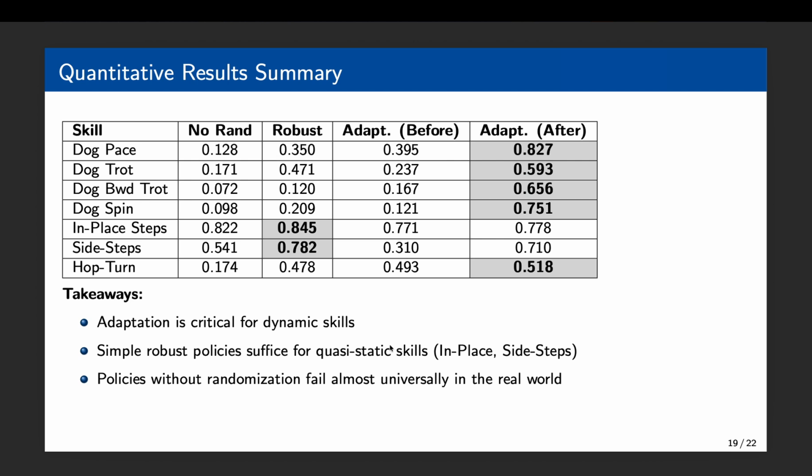Dog spin shows a similar story, 0.098 versus 0.75. As I mentioned, in-place stab and side stab are the exception. The robust policy already achieves near maximum performance because these skills do not require highly precise dynamics matching. The overall message here is that for any skill that is dynamically challenging, the adaptive approach is very essential.